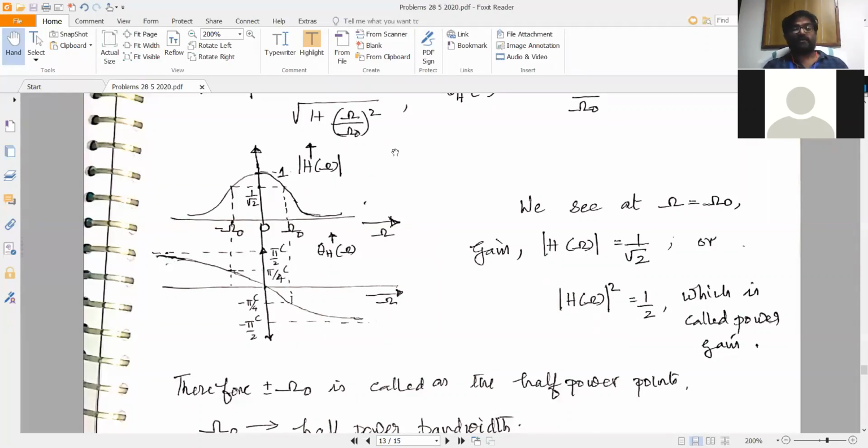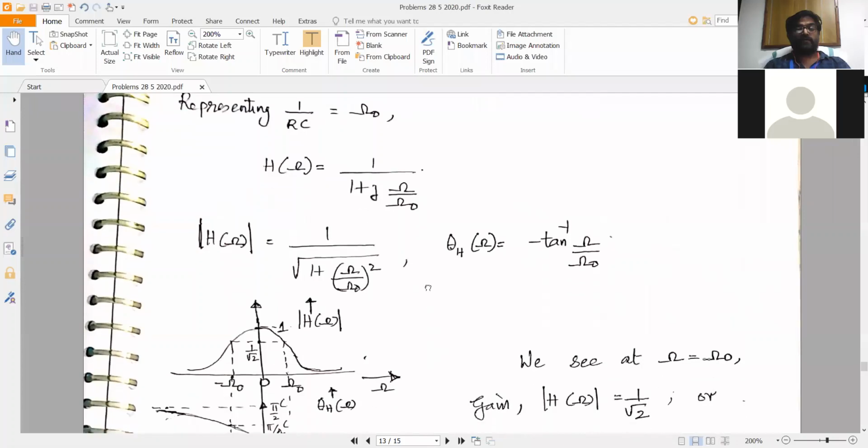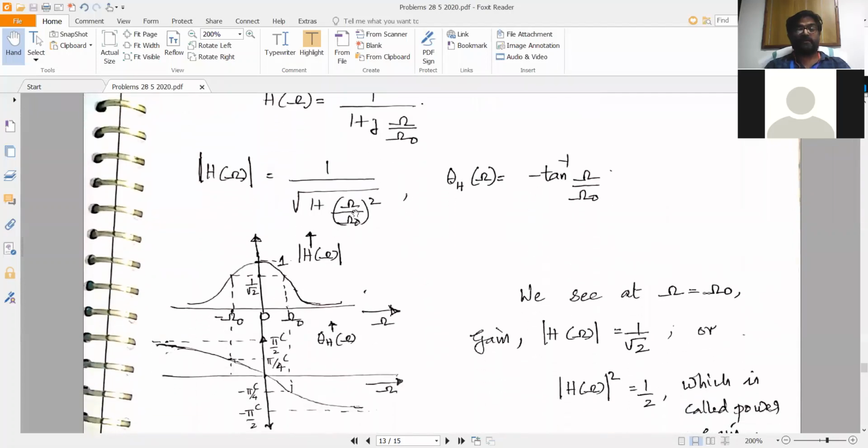Okay, so if you plot 1 by root of 1 plus (omega by omega 0) the whole square, you will get a spectrum like this. At omega equal to omega 0, modulus of H(omega) is equal to 1 by root 2, which means theta H(omega) is equal to minus tan inverse 1, which is equal to minus pi by 4, and plus pi by 4 for negative frequencies.